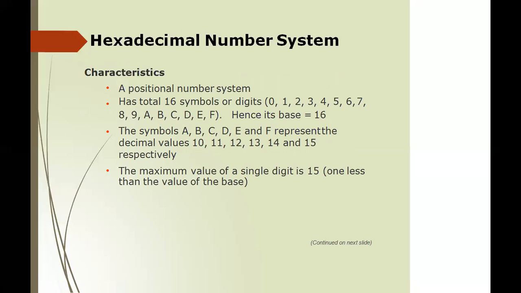The hexadecimal number system is also a positional number system, and we use the digits 0 to 9, a total of 10 digit symbols, and from A to F. Here A stands for 10, B stands for 11, C stands for 12, D stands for 13, E stands for 14, and F stands for 15. The maximum single digit value is 15, and we use F in the hexadecimal number system for 15.